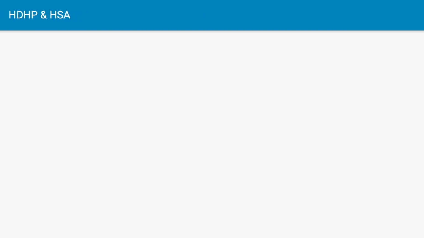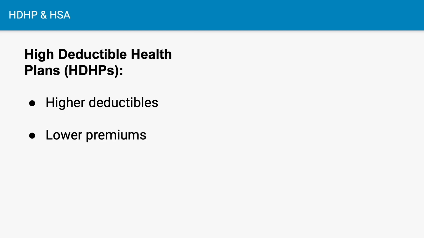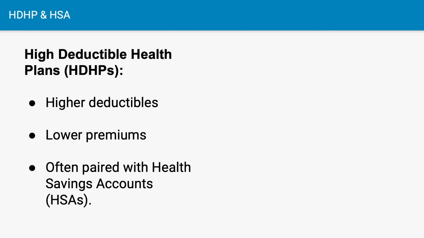So, the last 2 are HDHPs and HSAs. These 2 usually go hand in hand. So, the high deductible health plans, or HDHPs, have higher deductibles and lower premiums. So, for example, your deductible with an HMO might be about $2,000 with a monthly premium of $300. A high deductible health plan would be a much higher deductible, let's say of about $4,000 with a lower monthly premium of $125. And they're often paired with the health savings accounts.